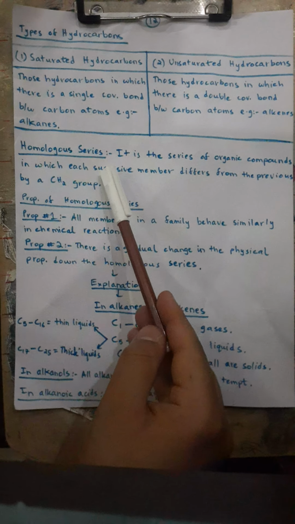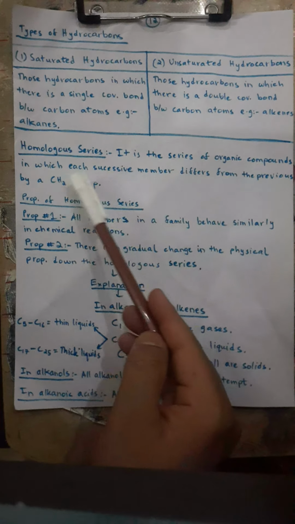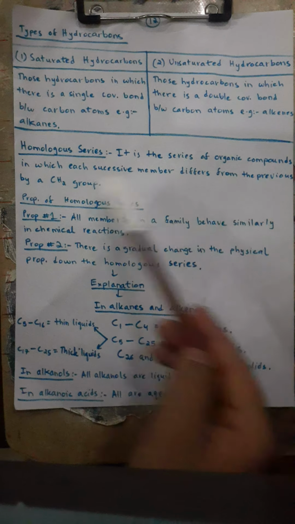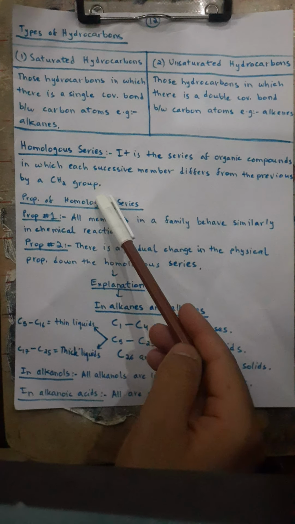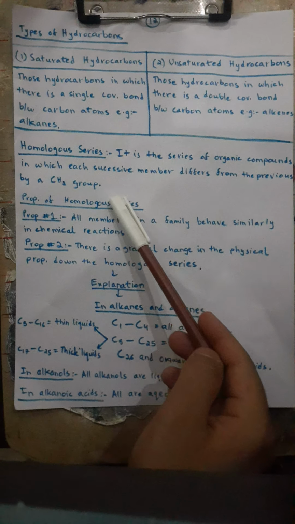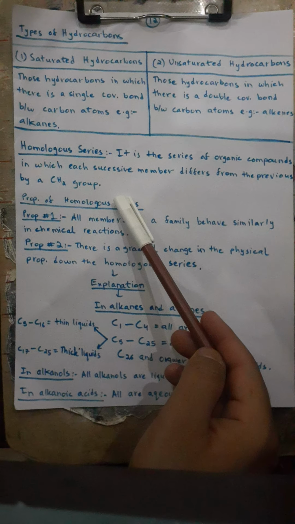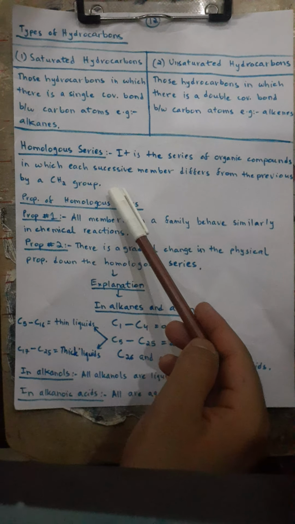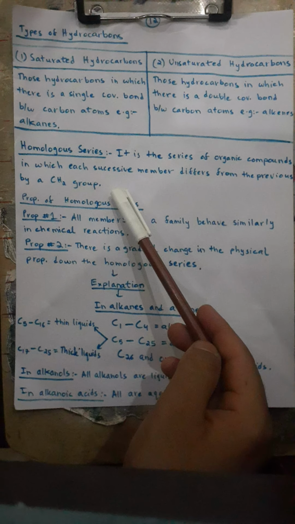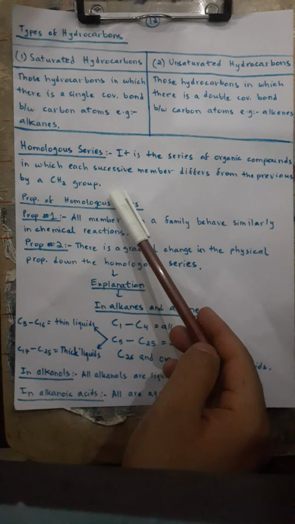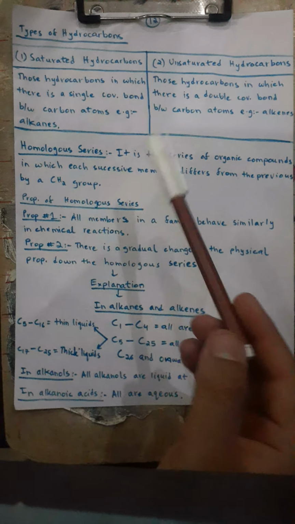Now coming to homologous series. What is a homologous series? It is the series of organic compounds in which each successive member differs from the previous by a CH2 group, and this happens in all alkanes, alkenes, alkanols, alkanoic acids. So alkanes are a separate homologous series, alkenes a separate homologous series, alkanols a separate homologous series, and alkanoic acids also a separate homologous series.